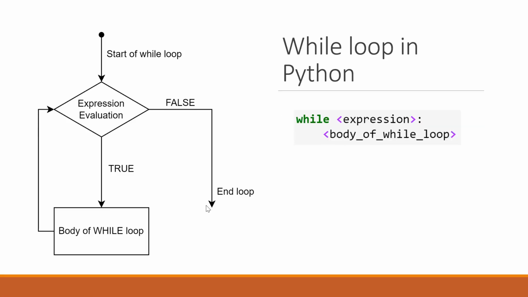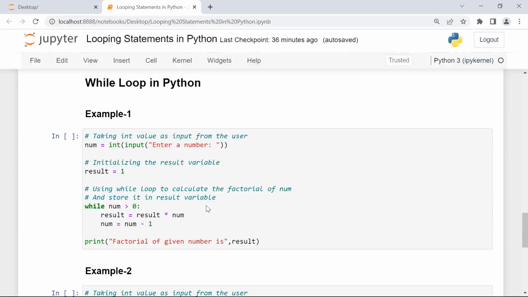Now here is the syntax that we generally use to execute while loop in Python. So first we define this while keyword. Followed by this, we need to define the expression or the condition, and then we need to define the body of the while loop with indentation. Now let us discuss some examples related to while loop. So let's discuss this first example.